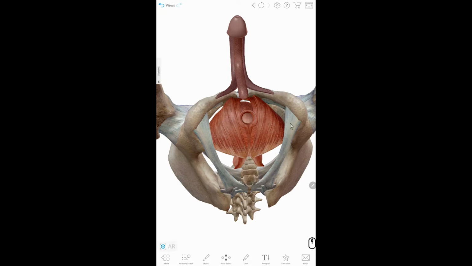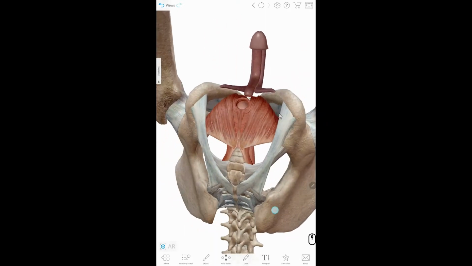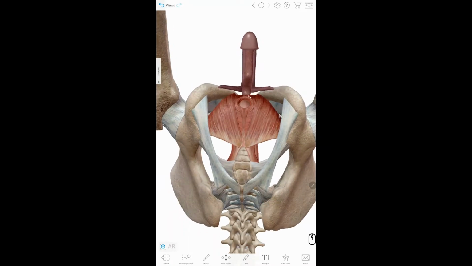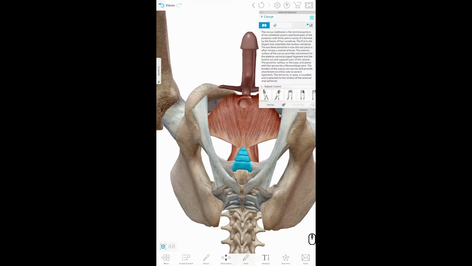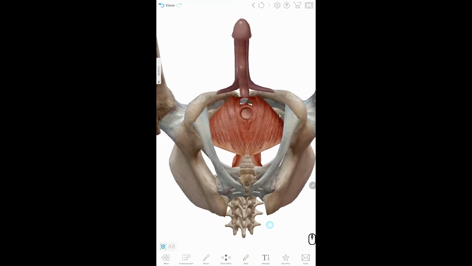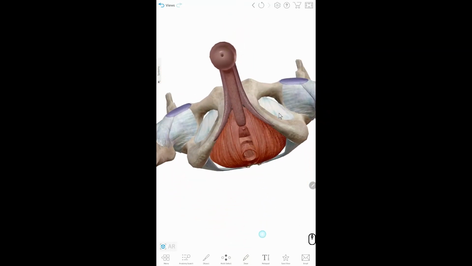Posterolaterally it is formed by the sacrotuberous ligament. So we can see that this ligament is extending from the sacrum to the ischial tuberosity. This ligament is called the sacrotuberous ligament, and the posterolateral boundary is formed by it. The posterior boundary is formed by the tip of the coccyx. This is the coccyx, and so the posterior boundary is formed by the tip of the coccyx.